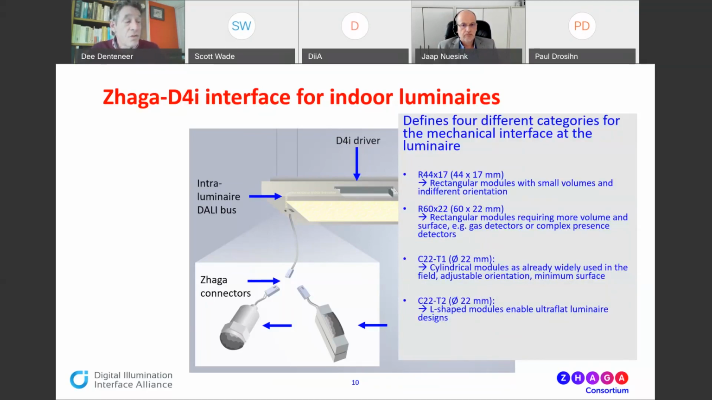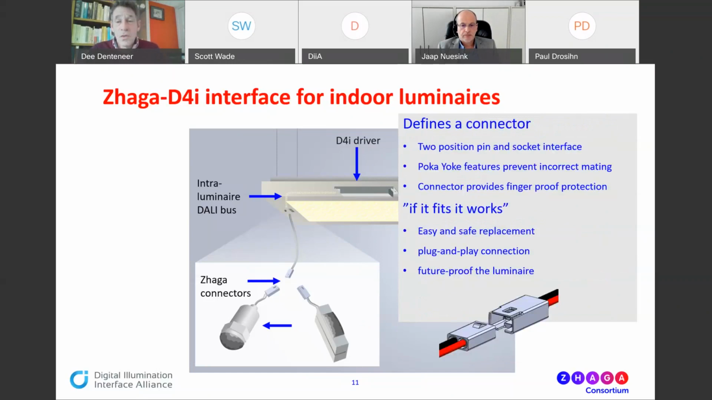The standard in all features 4 of such keep-out zones to meet the requirements of the different technologies. So we have rectangular keep-out zones: a smaller one for rectangular modules with small volumes and different orientation, and a bigger one for rectangular modules requiring more volume and surface, like gas detectors or complex presence detectors. And we have cylindrical modules, as already widely used in the field, with adjustable orientation and minimum surface. And we have L-shaped modules enabling ultra-flat luminaire designs. So these interfaces are defined via keep-out zones in the luminaire, and conversely, by a demarcation model for the nodes.